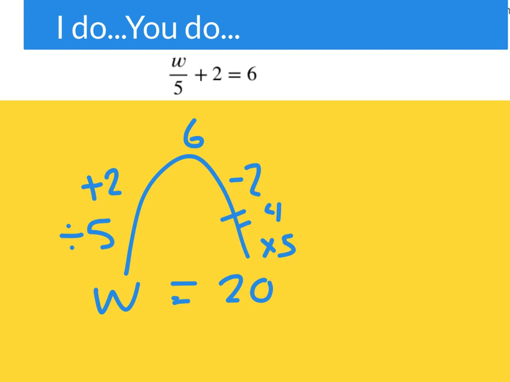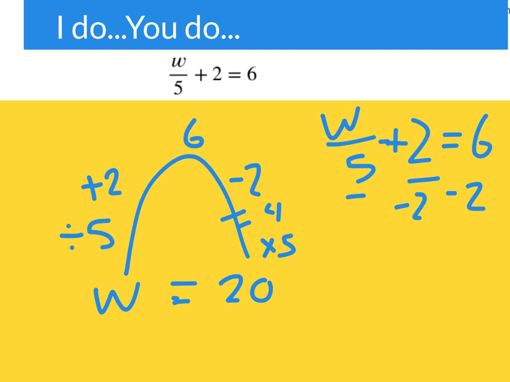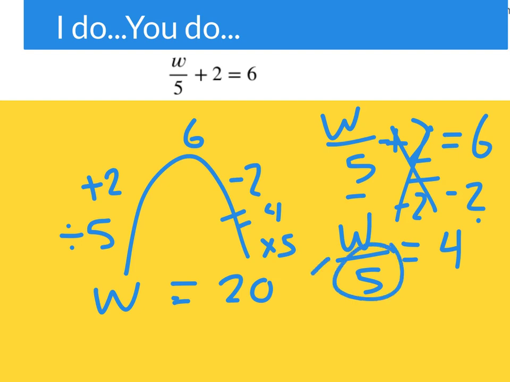We could also do it with cancellation. So if I had w divided by 5 plus 2 equals 6. They did this, then this, so I want to undo it. So I subtract 2 from both sides. Those cancel out, so you're left with w over 5. And over here you're left with 4. They divided by 5, so I want to multiply by 5. And I want to multiply by 5. Those cancel out, and you're left with w equals 20.